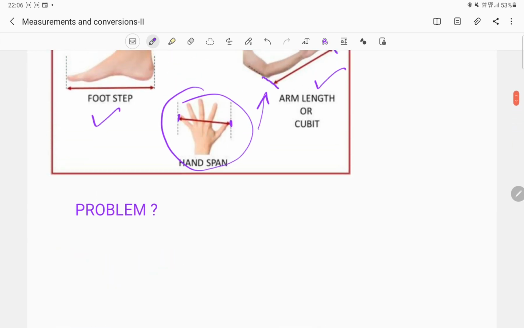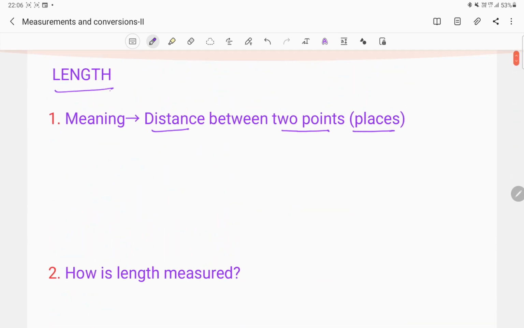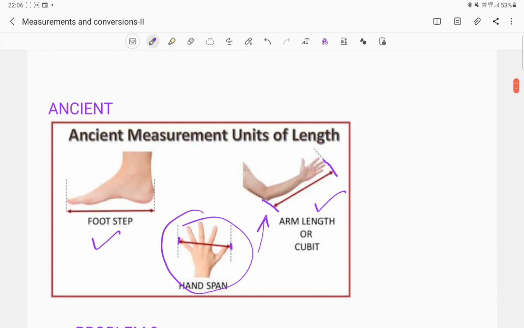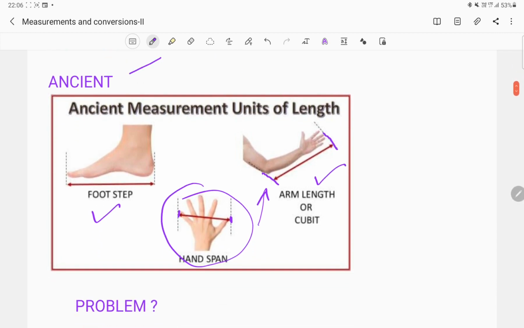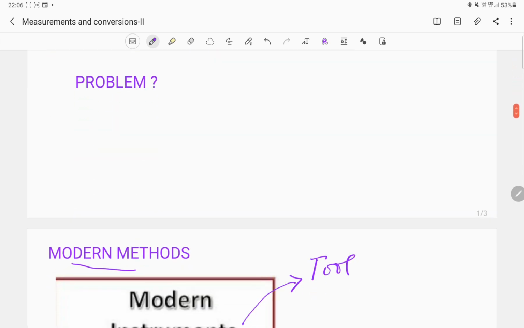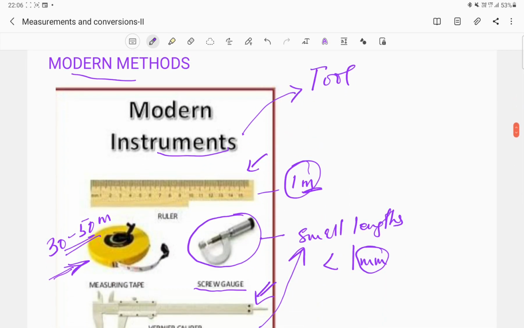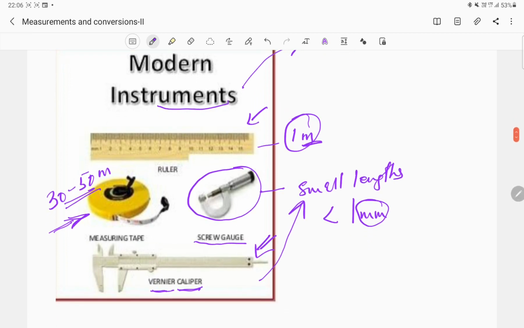So I hope you've understood what we learned in this video. I hope you've understood what length is. I hope you've understood what are the ancient methods of measuring length and why we don't use them. And also I hope you've understood what are some of the modern methods or modern instruments that we make use of to measure length, and what is the difference between a ruler and a measuring tape and a screw gauge and a Vernier Caliper.